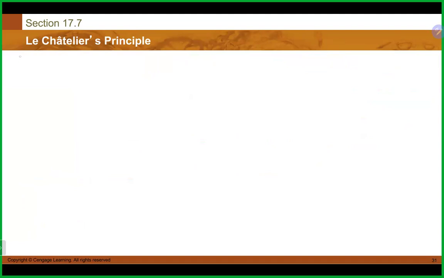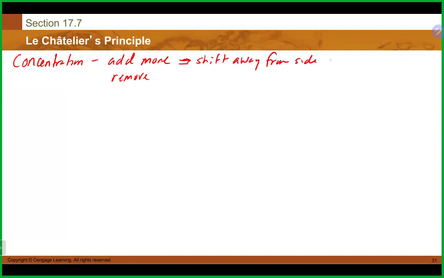And concentration is pretty much like what we saw in the experiment. So with concentration, you could do two things. You could either add more or you can remove. And when we add more, it will always shift away from the side you added it to. So if you add more reactants, it should shift away from the reactant side and go to the product side and start making more products. If you add more products, it should shift away from the product side and head back to the reactant side.